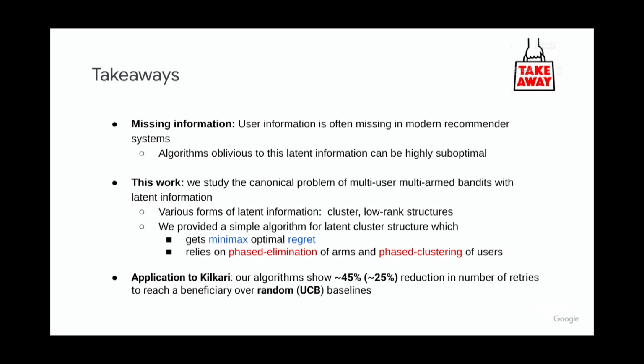In this work we study this canonical, very fundamental problem of multi-user multi-arm bandits with latent information. And we work with two particular forms of latent structure. One is cluster structure and the other is low rank structure. For the cluster structure, we give minimax optimal regret guarantees, and we design phased elimination style algorithms for it.